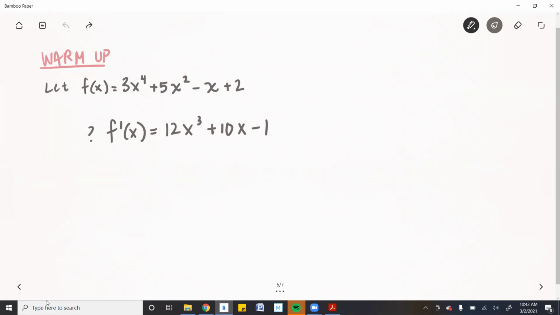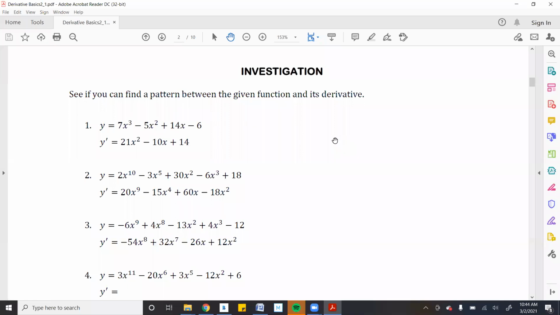So in order to do that, we're going to look at our packet. So in the packet, there's this page that says investigation. This is page 2 of your derivatives packet. And instead of asking you to find the derivative for the first 3 problems, I already give you the derivative. And what I want you to do is figure out if you see any pattern from the starting function and how to get to the derivative, right, without doing the limit.